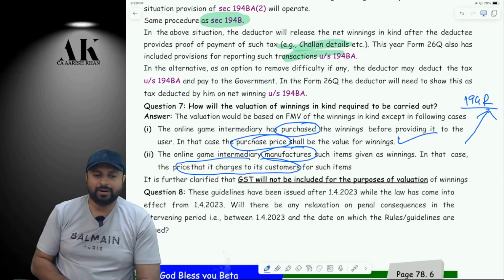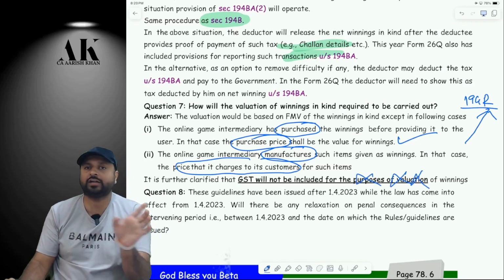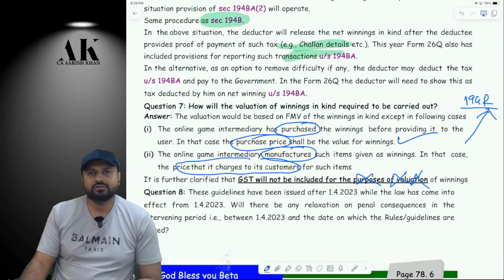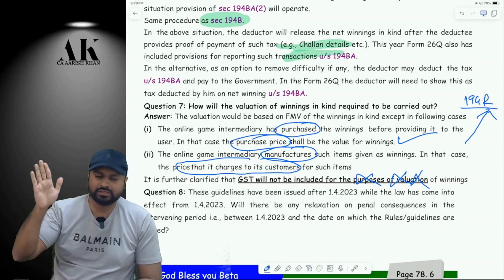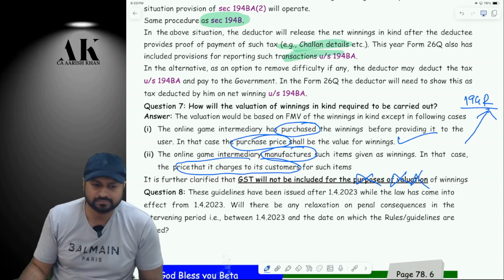But while taking the value, you are not going to take GST, because we all know that TDS is not deducted on the GST portion. Remember or not? Please tell me. So if the car value is 1.5 crore, which includes 28% GST, exclude the GST. TDS will not be deducted. Tax will not be paid on the GST portion. Are you clear?